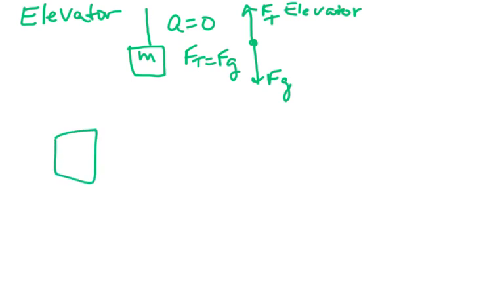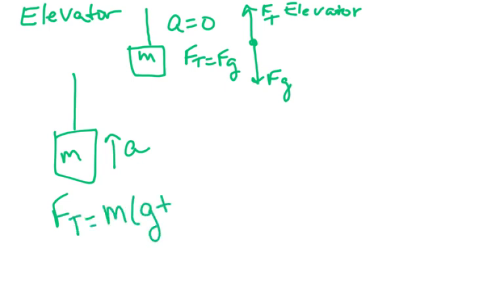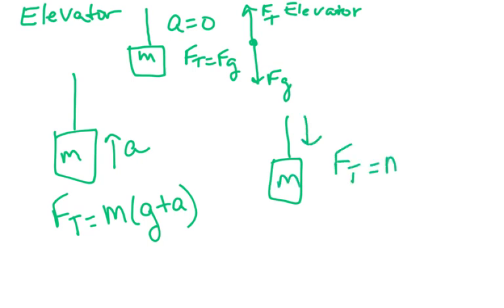If I'm accelerating upwards, then the tension is equal to mass times your gravitational acceleration plus the acceleration you have in the elevator. If we are accelerating downward, then my tension force is equal to the mass times the gravitational field strength minus acceleration. That all comes from the force diagram. The force diagram looks the same for all three situations, but your sum of the force equations are going to look different. So let's revisit those.